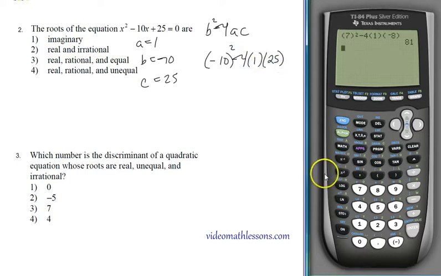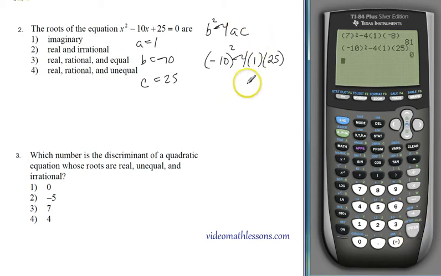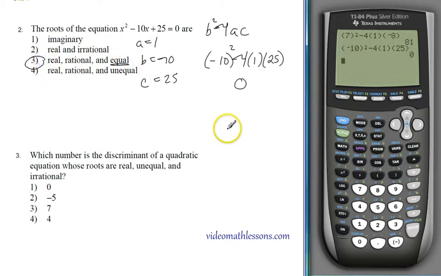And once again, this goes in the calculator as is with parentheses, -10. And when you square a negative, you should know you get a positive. If you forget the parentheses, you will have a negative, and that's the bad part. -4, parenthesis 1, 25. Okay, so let's take a look, and I get a 0. Now once again, we went through the choices. 0 is the one that said equal, and so that's going to be real, rational, equal.